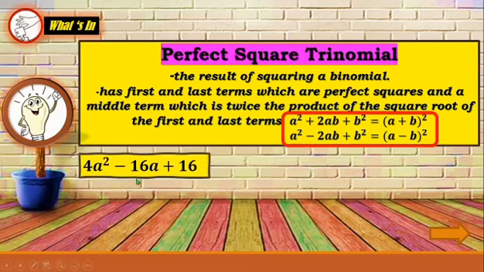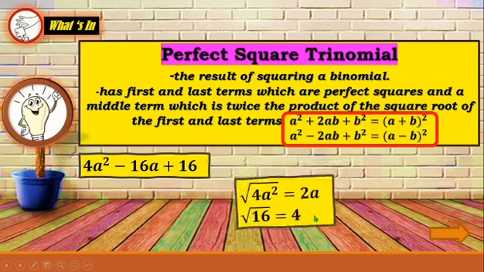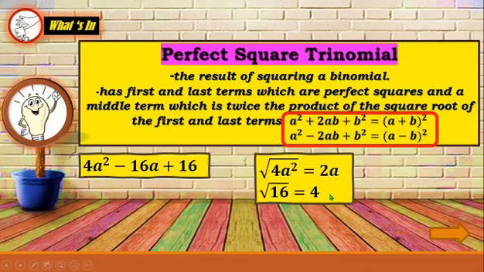Now here, our example is 4a squared minus 16a plus 16. So we are going to follow this pattern because it is a subtraction, and here it is also a subtraction. So therefore, our answer would also be a subtraction. Then we extract the square roots, which are 2a and 4 respectively. And then we multiply. 4 times 2a is 8a. 8a times 2 is 16a. Very good. We have a perfect square trinomial.